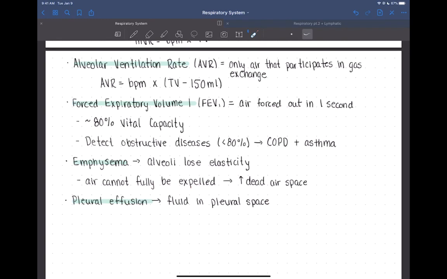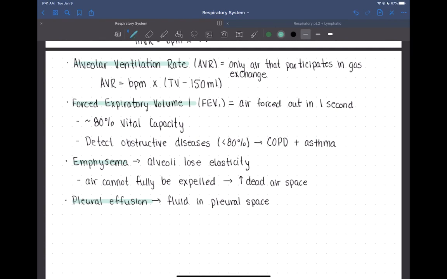So they have an increase in dead air space, which means if you measured their alveolar ventilation rate, right, this dead air space would be taking up, instead of maybe being 150, it's 300, right? So now their tidal volume is down to 200, and so they're really not exchanging a lot of air during each minute. Okay, so that's with emphysema.